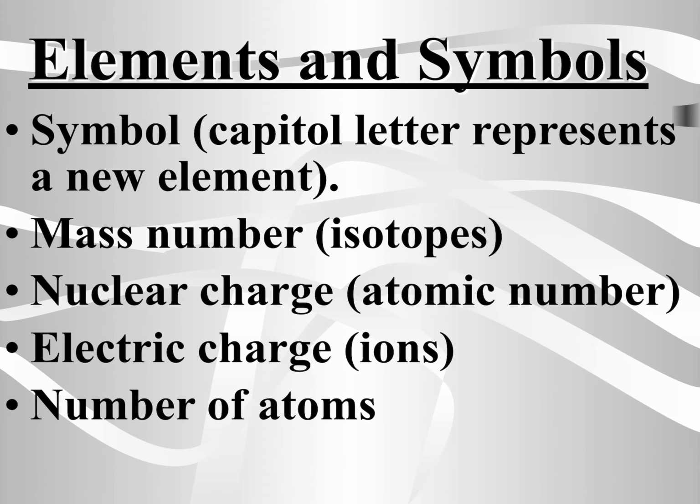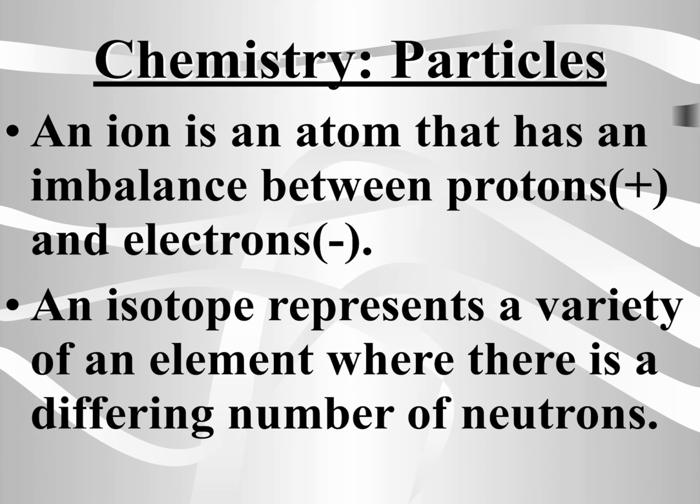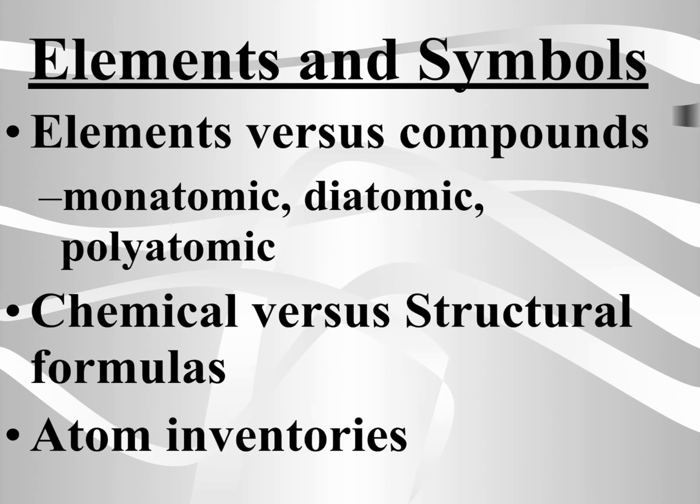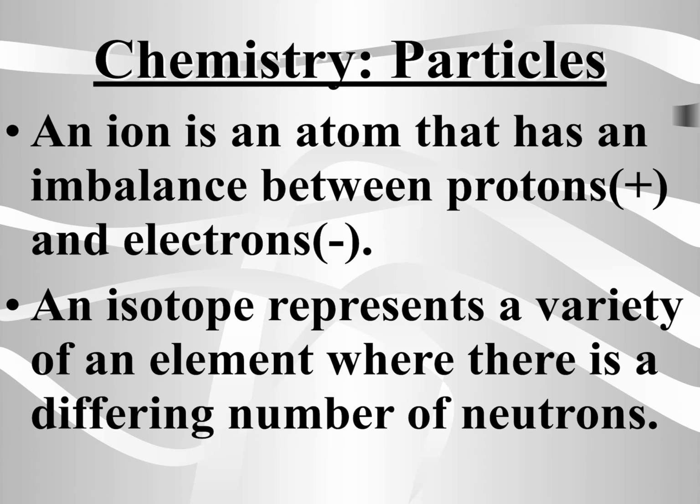We have on the agenda chemical symbols like H2O for water. Again, stuff from middle school you probably already know. The mass number based upon the isotope that we're dealing with, the nuclear and electronic charge, how to determine the number of atoms in a formula, and what is the difference between an element and a compound and a mixture. And then I'll save chemical and structural formulas and atom inventories for the next video.